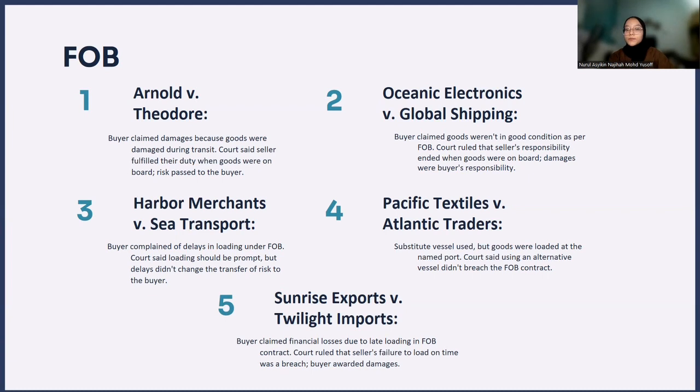The fourth one is Pacific Textiles versus Atlantic Traders, where a substitute vessel was used, but goods were loaded at the named port. The court said that using an alternative vessel didn't breach the FOB contract. The last but not least is Sunrise Export versus Twilight Imports. The buyer claimed financial losses due to late loading in FOB contract. The outcome is the court ruled that the seller's failure to load on time was a breach, and the buyer was awarded damages.